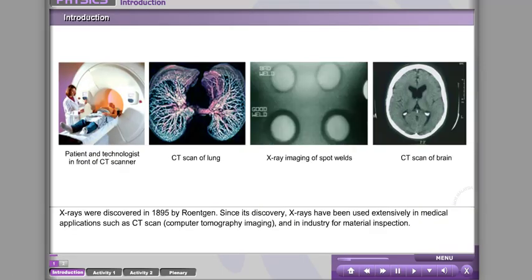X-rays were discovered in 1895 by Röntgen. Since its discovery, X-rays have been used extensively in medical applications such as CT scan, computed tomography imaging, and in industry for material inspection.